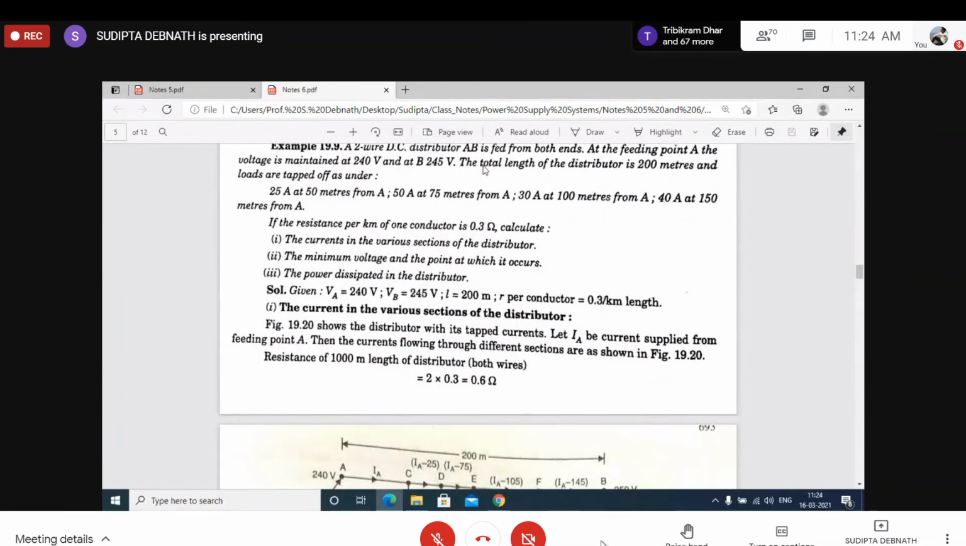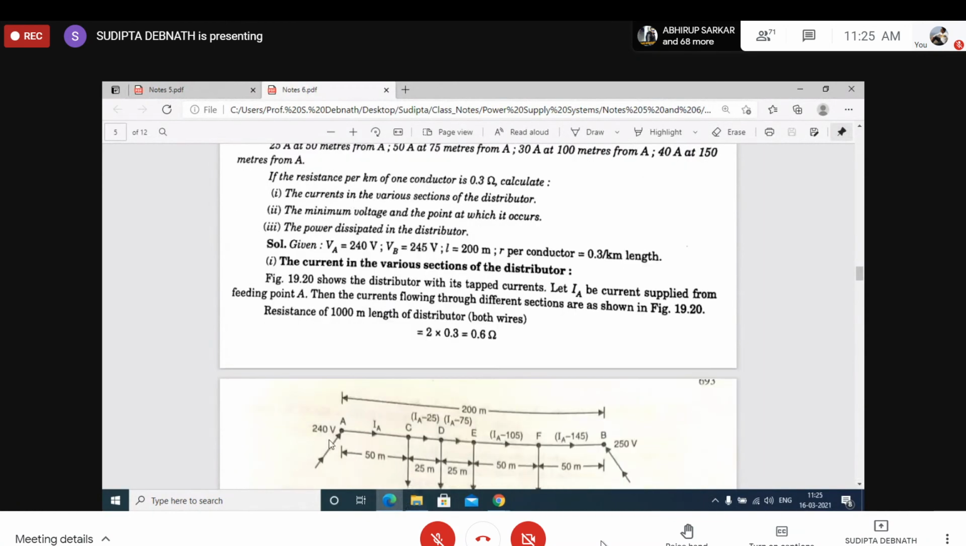See here, feeding point A, the voltage is maintained to 40. At feeding point B, it is maintained to 45. There is nothing new. Only voltages are different. So instead of VA minus VB, it was 0 in the previous cases. It will be VA minus VB will be minus 5. You proceed in the same way. Whether VA is larger or VB is larger, that doesn't matter. You proceed the same way, VA minus VB, and you put it as minus 5.